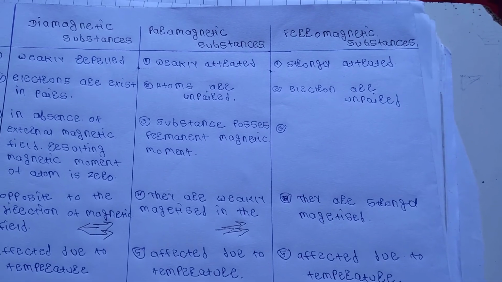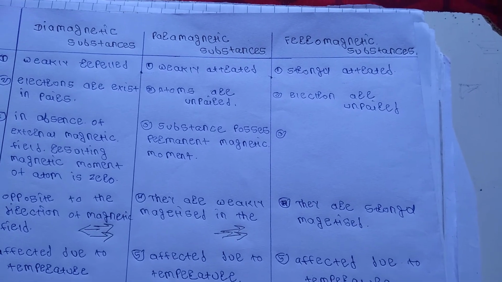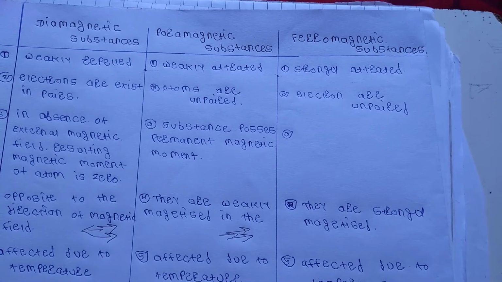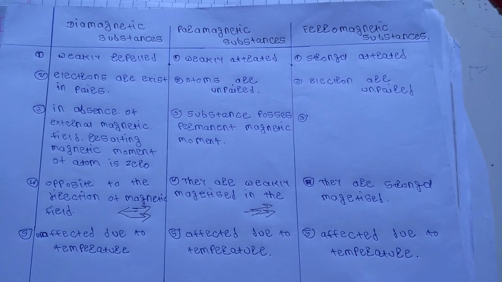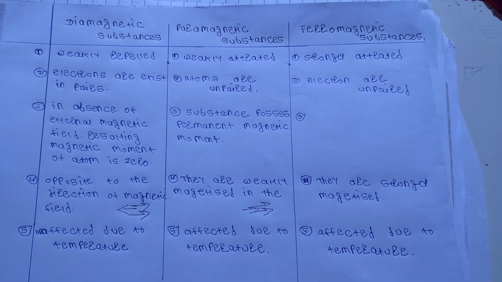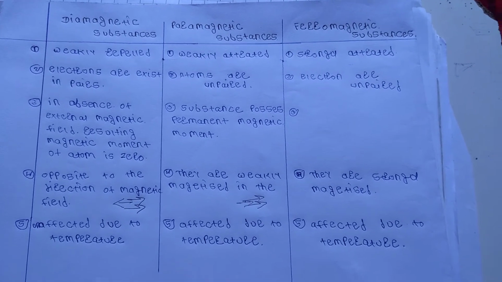And the ferromagnetic substances are the substances which are strongly attracted by the magnet. When the ferromagnetic substances are placed in an external magnetic field, they are strongly attracted by the magnet. That means this is the ferromagnetic substance.